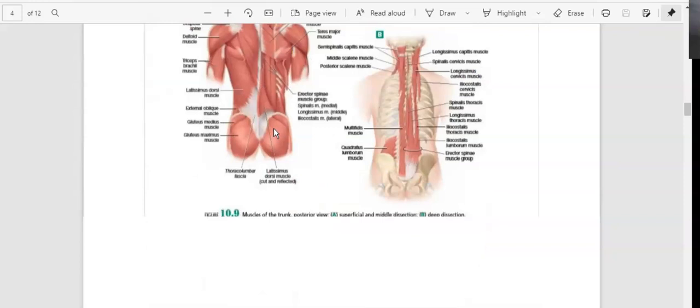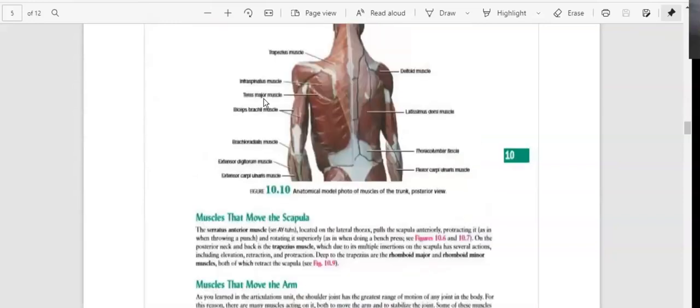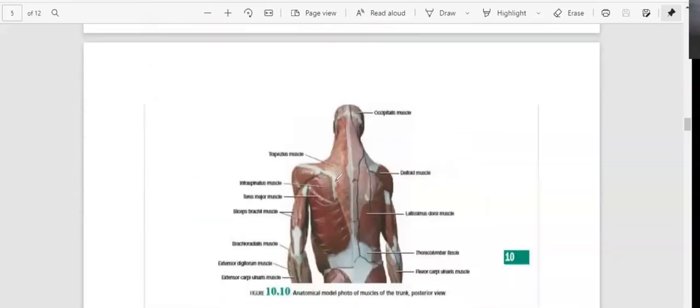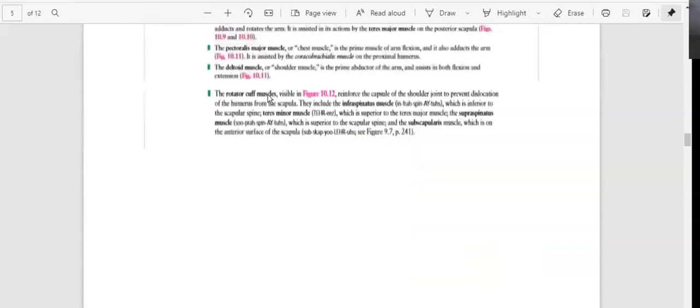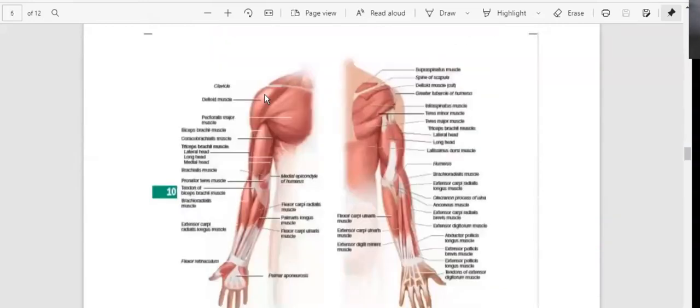We scroll down right here. You have the same thing that I just showed you. Right here, you have the trapezius and the latissimus dorsi here. This appears to be an actual cadaver there. Okay, so then if we scroll down, we go to the muscles in the arms.